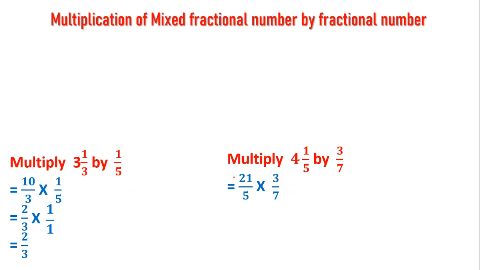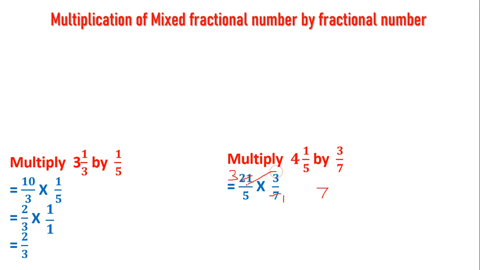Next step is I will find the common factor of the numerator of the first fraction and the denominator of the second fraction. As you can see, these numbers 21 and 7 both have the common factor 7. Because of that, I will divide these two numbers by 7. 21 by 7 means we will get the quotient 3. After dividing this 7 by 7, I will get the quotient 1.